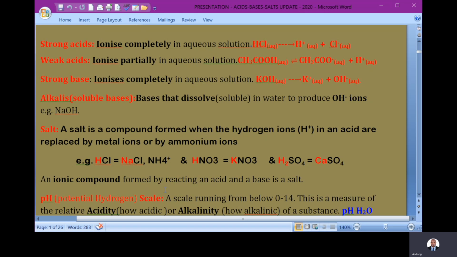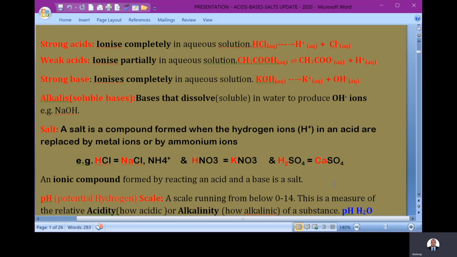If the hydrogen is replaced by an ammonium ion, we call it ammonium chloride, and this is a salt. We call them ammonium salts. In nitric acid, if the hydrogen is replaced by potassium, we will have potassium nitrate. In sulfuric acid, if the hydrogen is replaced by calcium, we will have calcium sulfate.